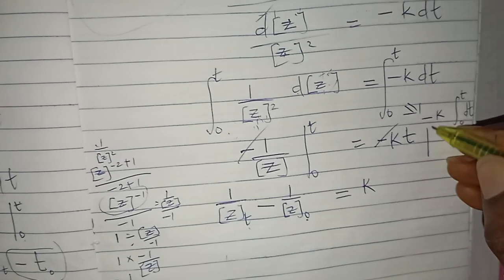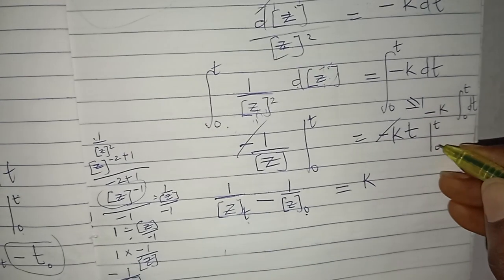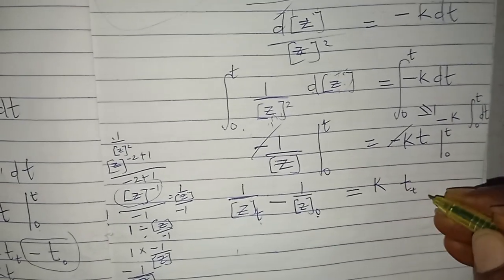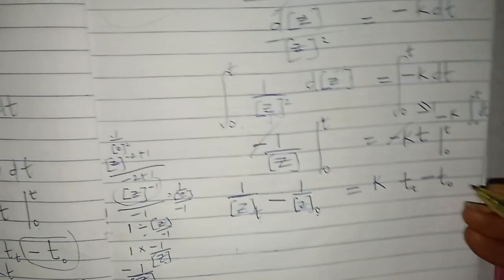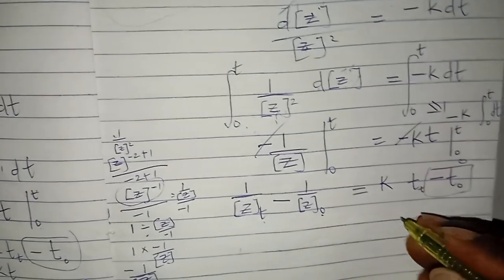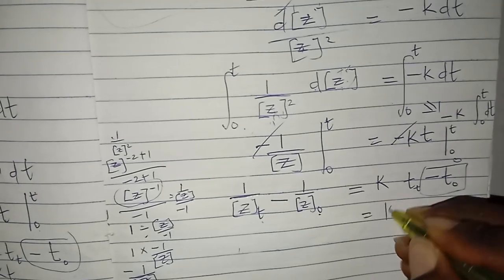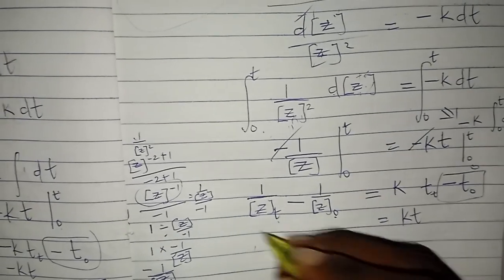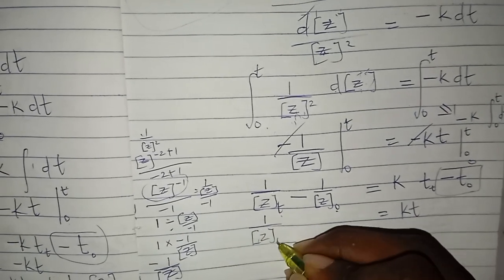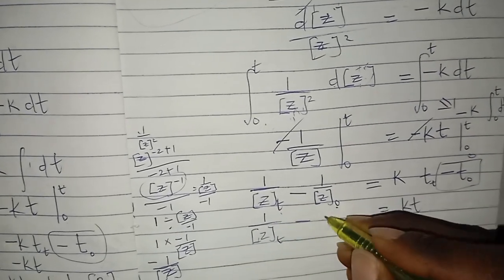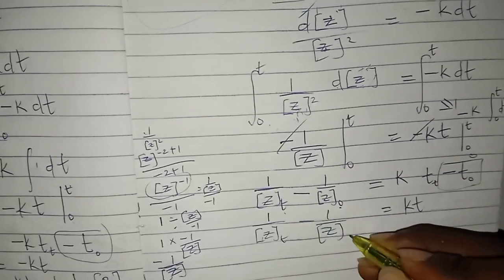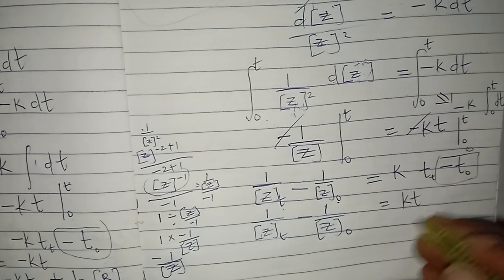This t will carry its own boundary, t and 0. And I told you that it is t at t minus t at 0. T at 0 will always be 0. Time at initial will always be 0. So I just have kt equals to 1 over concentration of z at t minus 1 over concentration of z at 0. That is initial, equals to kt.